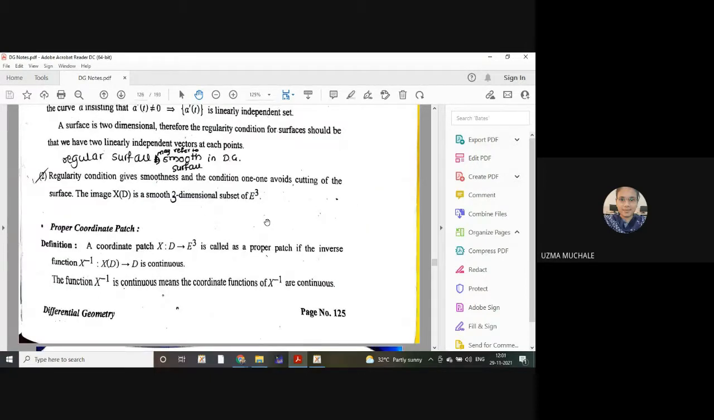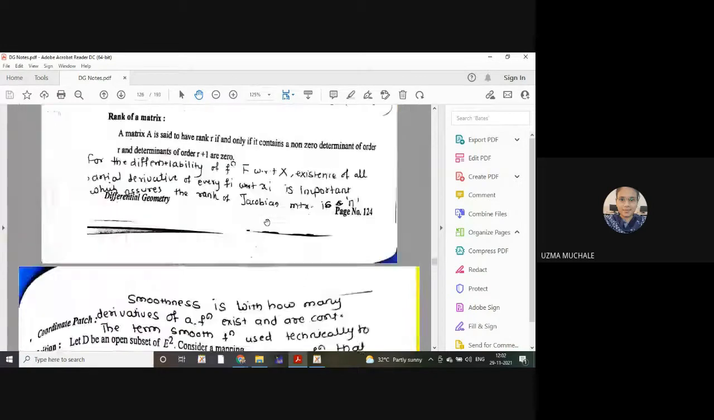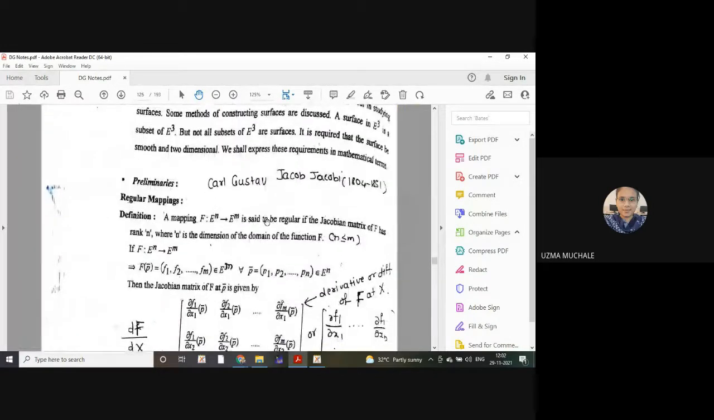Inverse mapping is continuous means what? If the inverse mapping is continuous, what do you have to check? X inverse is continuous, it means that you have to check the coordinate functions of x inverse. Okay, that I will show you. First see all these definitions. If you have a doubt about this, you can ask.